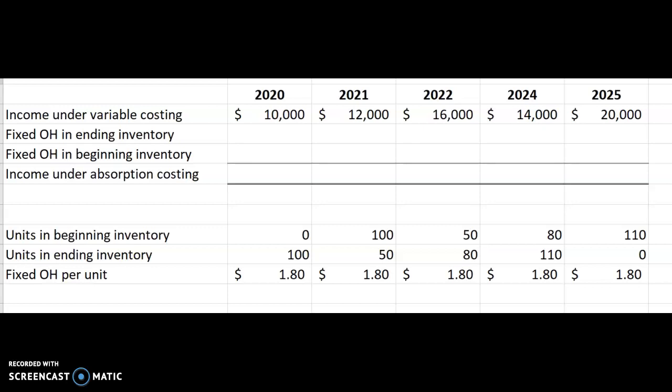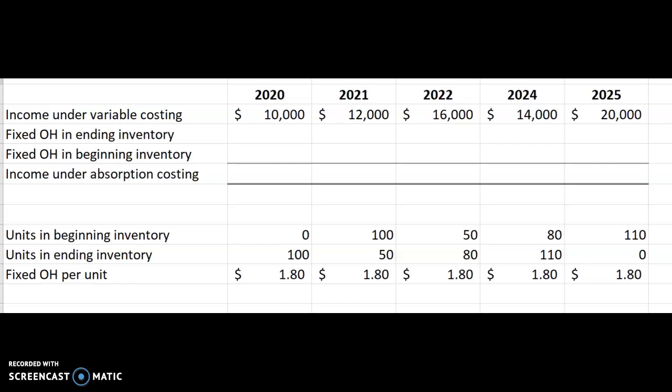So I want to demonstrate how to reconcile income under variable costing with your income under absorption costing, right? Because we know under variable costing, the fixed overhead costs are expensed in the period that they're incurred. Under absorption costing, those fixed overhead costs attach to the inventory and they don't get deducted on the income statement until that inventory is sold.